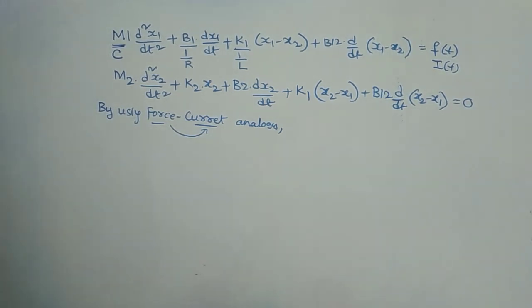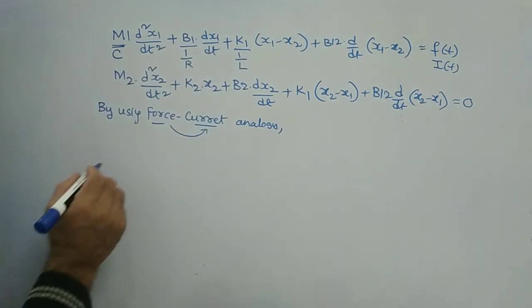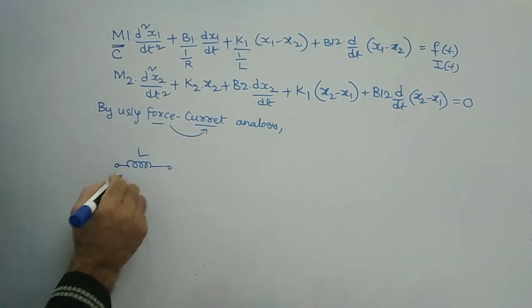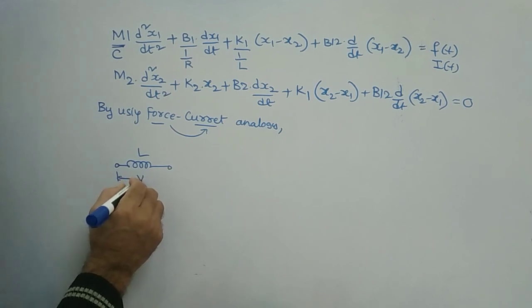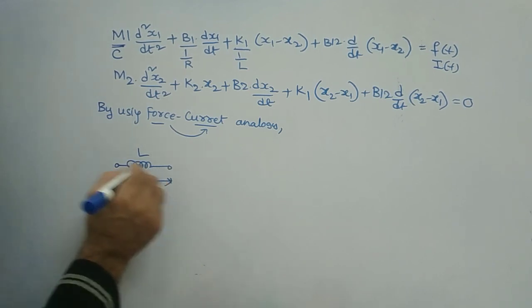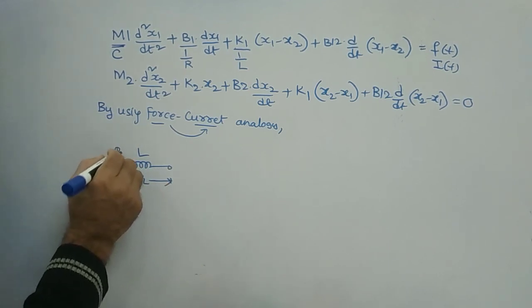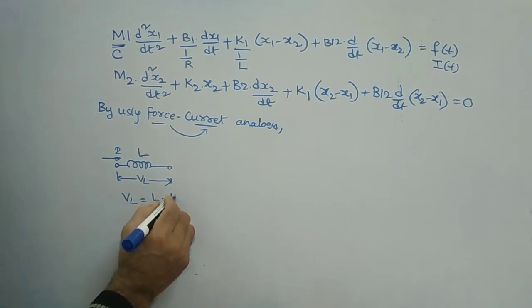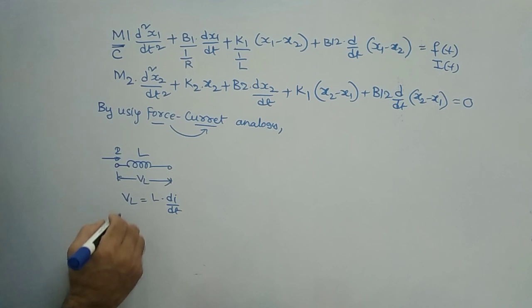So k1 is equal to 1 by L. Therefore 1 by L is nothing but what is the current flowing through that inductor element. So this is the inductor, let us say L value, and VL is the voltage across it. Assume that current is flowing through this. Therefore VL is equal to L into di by dt, basically the voltage relation.